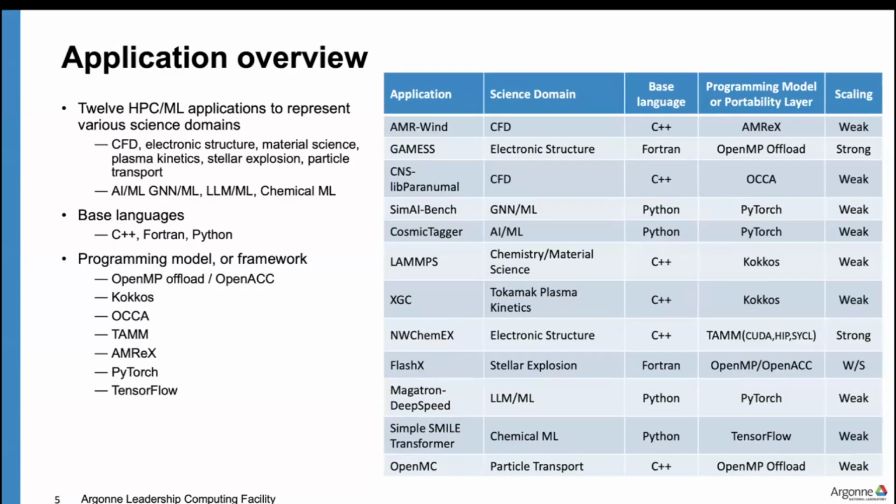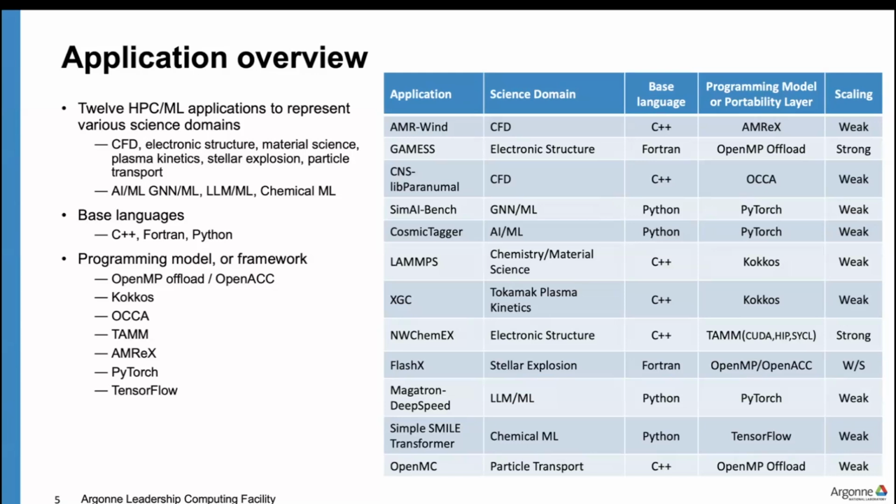And then we are interested in seeing the application performance. When we started developing for Aurora, we had a lot of mini-apps and benchmarks, like HPL. Those data are very important to understand the basic characteristics, but we are a facility supporting our user groups, right? So we want to know what the actual application performance is.